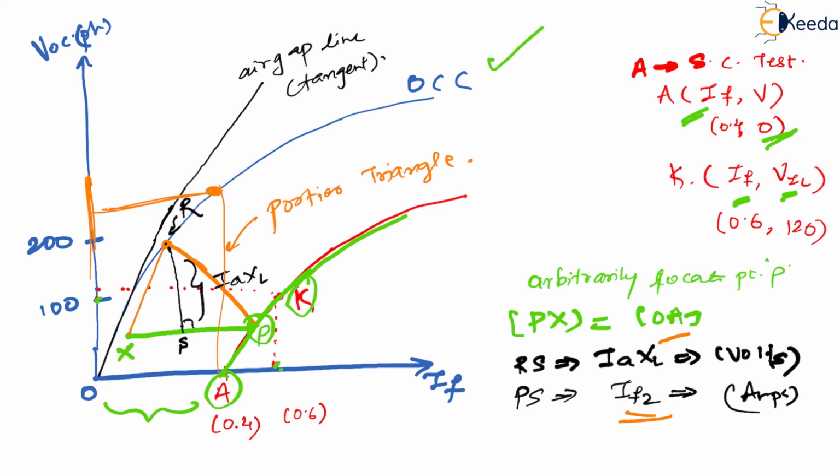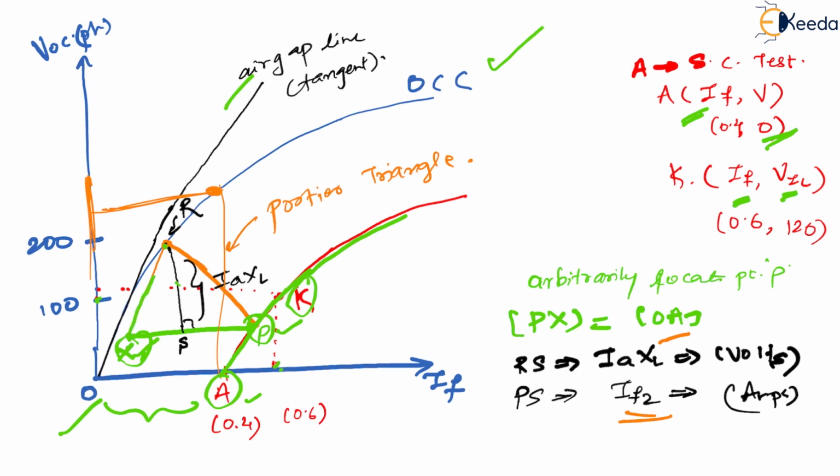Now you are supposed to take a segment PX whose length is equal to OA. Whatever is the length of OA, the same length you are going to take for PX. Now next step is you need to have the triangle as well, correct? For that, you are supposed to draw an air gap line here, and you have to join this X point with the OCC curve in parallel to the air gap line. Means the way air gap line is there, at whatever angle it is there, the same angle your X point should also move towards the OCC.